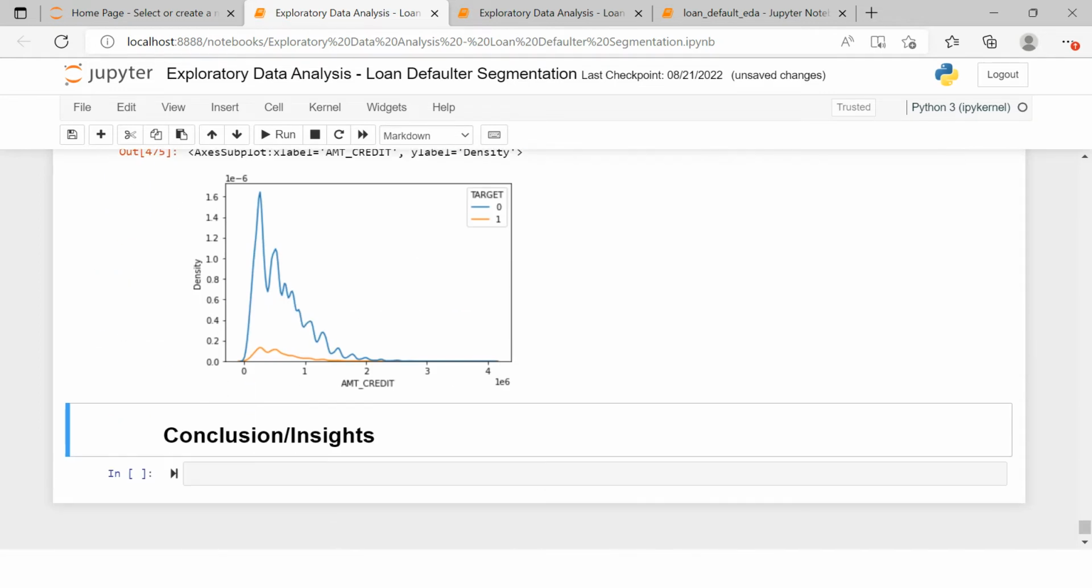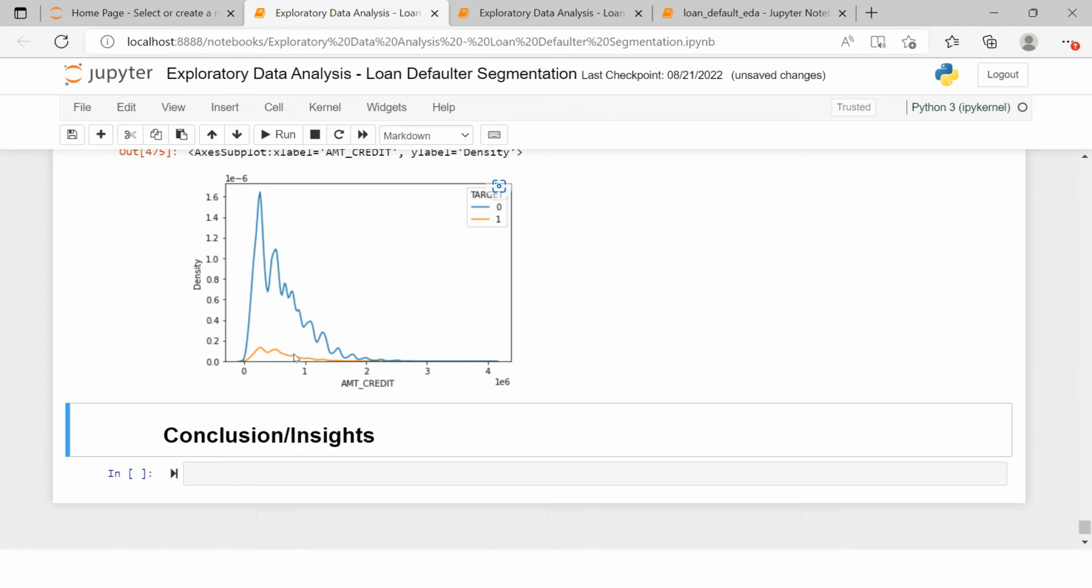What is the proportion? If you look from the defaulter perspective, this line represents the defaulter and this blue line represents the non-defaulter. In both of the cases, most of the customers are falling in this range, which is 0 to 1 million. How do I know 1 million? Here you see 1e6, that means 10 to the power 6. So when you do 10 to the power 6, you get 1 million. Mostly the customers are falling between this range, 0 to 1.